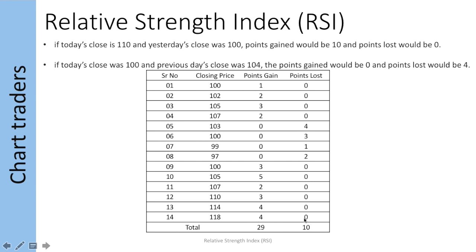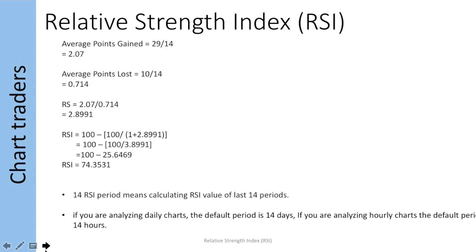Okay, the total point gain is 29 and the point loss is 10. Now what is the average point gain? That is 29 divided by 14, so that is 2. Average point loss is 10 divided by 14, that is 0.7. So what is your RS? That is 2 divided by 0.7, that is 2.89.